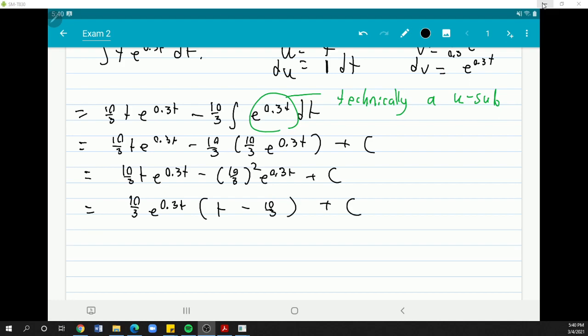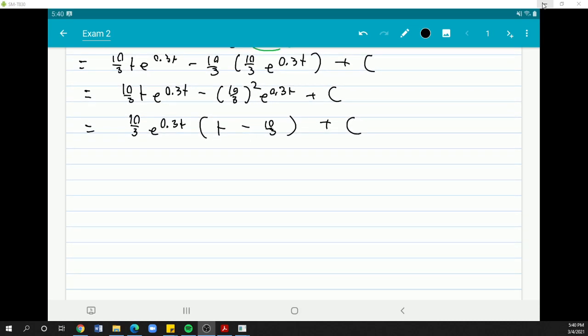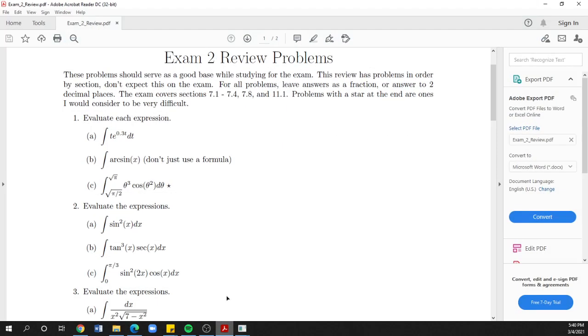So why would I do that? Because I might be interested in zeros. Maybe I can figure out what the c is. That would be helpful for that. But either way, that was part A. So let's take a peek at part B.